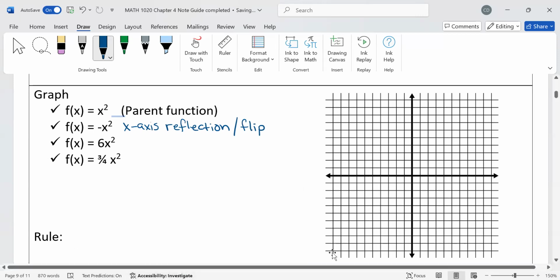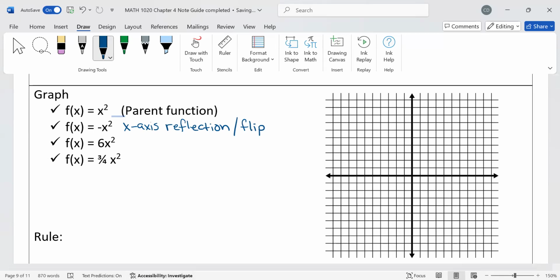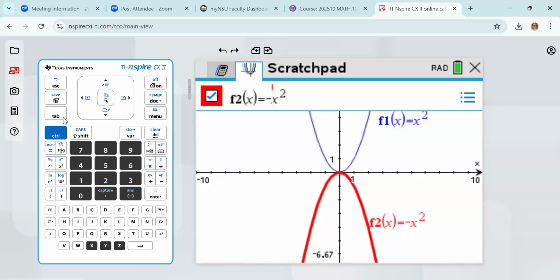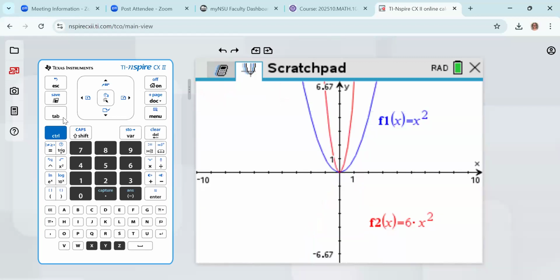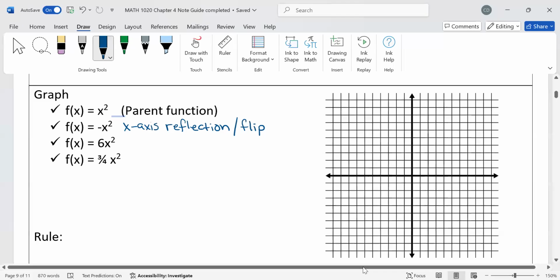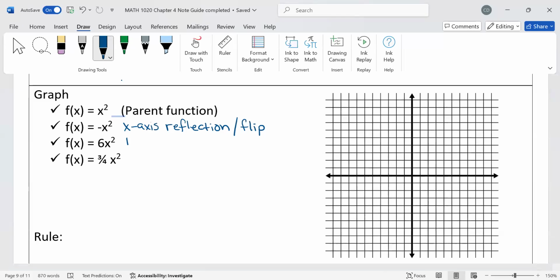So if you need to make more notes, you have room down here where it says rule. So let's put in a 6x squared. So tab, arrow up. You can control delete and start over. So if I put a 6 in, okay, the blue is the original, the red is the one with the 6 out front. So it made it skinnier, and that is a vertical stretch.